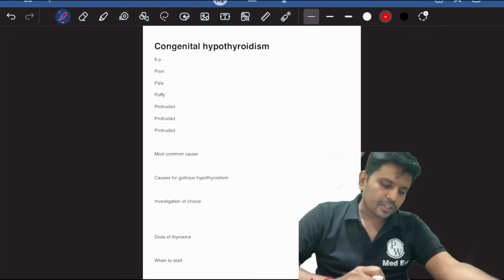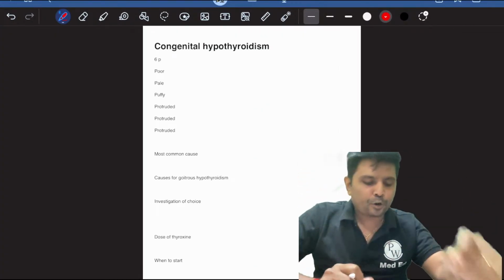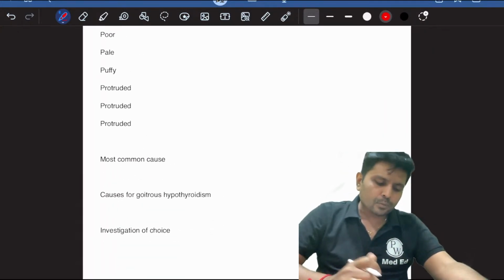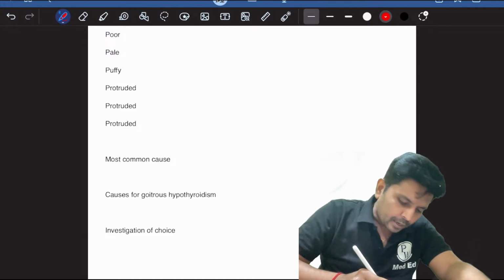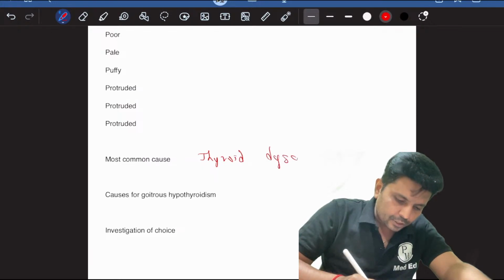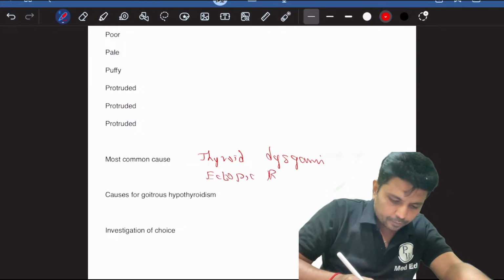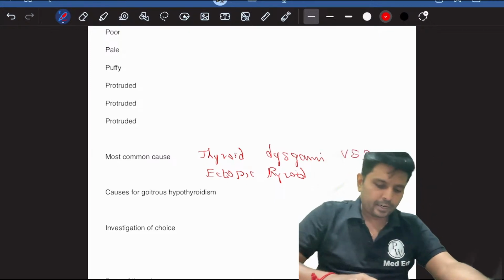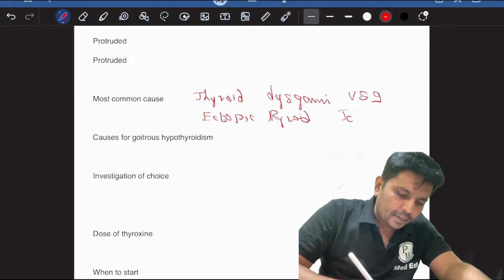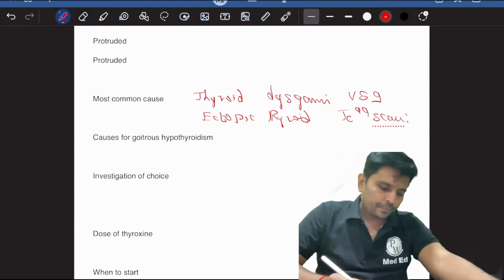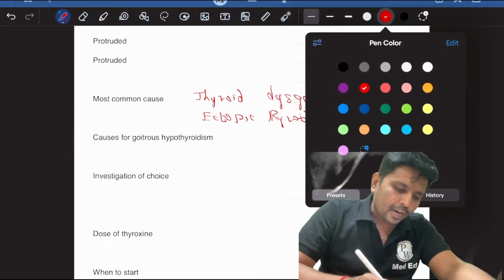Now, let me finish congenital hypothyroidism, a very important topic for your entrance examination. Right, congenital hypothyroidism, what is the most common cause? I told you, my dear friends, it is thyroid dysgenesis, or it can be due to ectopic thyroid. Thyroid dysgenesis can be picked up by ultrasound of the thyroid, whereas ectopic thyroid can be picked up by technetium 99 scan, otherwise known as scintigraphy.